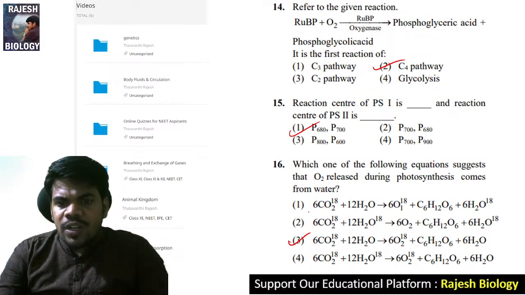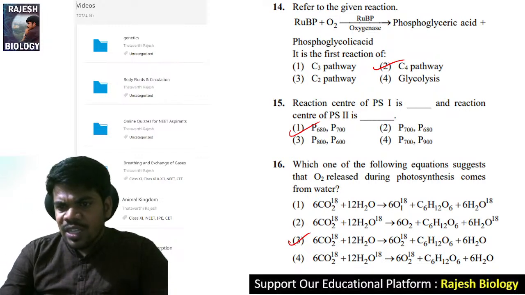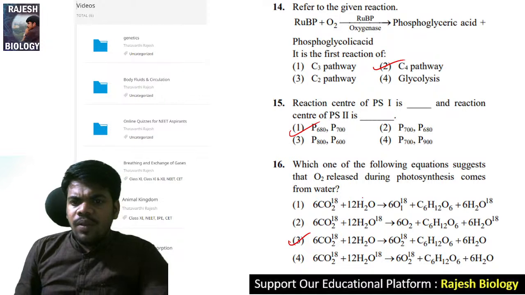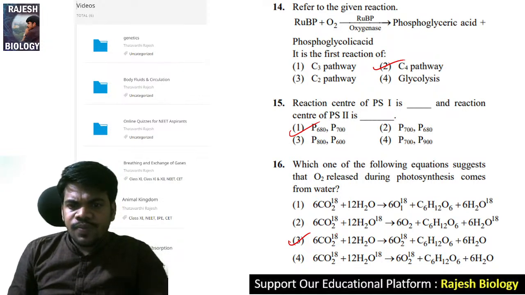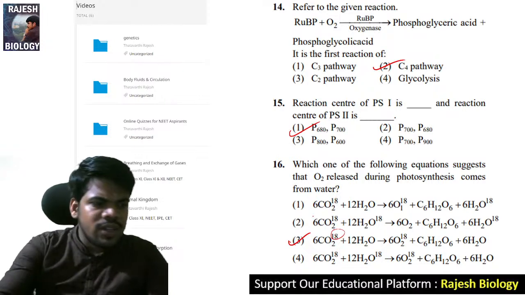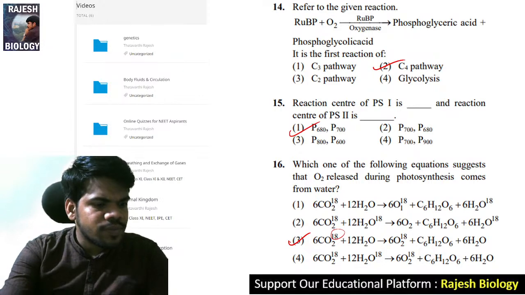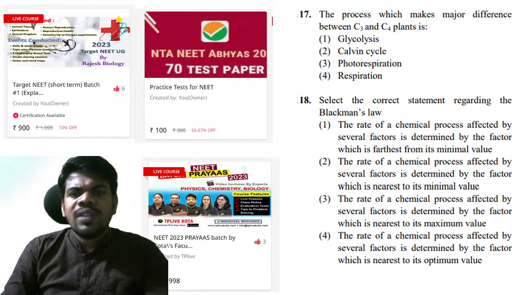6CO2 plus 12H2O gives rise to C6H12O6 plus 6CO2 plus 6H2O. Okay, but here they mention this 18, and based on this, the right answer is 3. Yes, perfect. Very good, Janeshwari. Come to the 17th question.